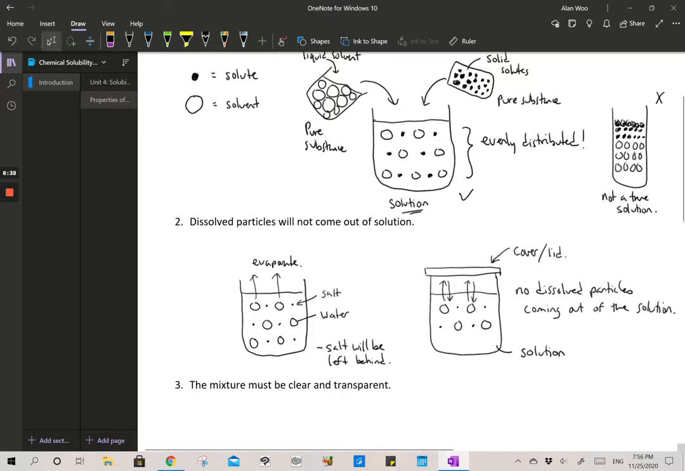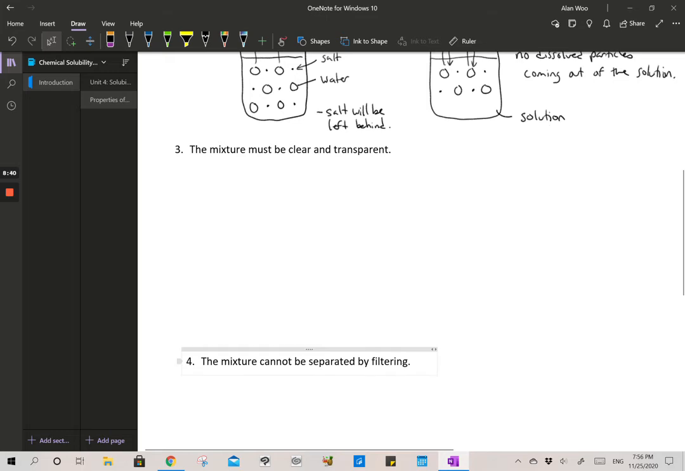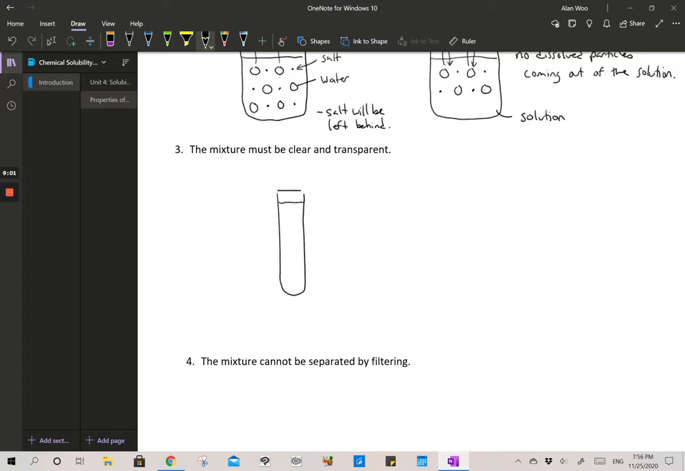The third characteristic or property of a true solution is that it must be clear and transparent. Okay, so the mixture itself has to be clear and transparent. So a good test is to always see whether or not light can pass through a particular solution.